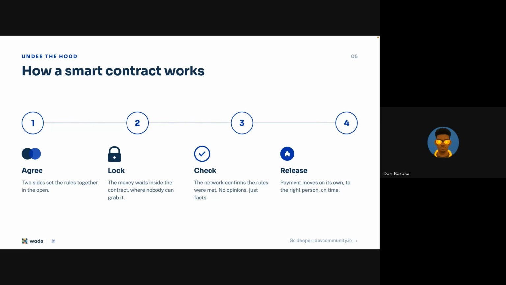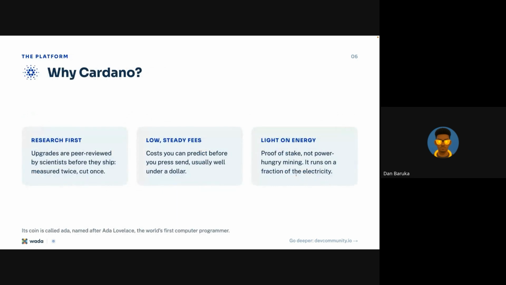Any type of blockchain, even different ones, uses the same steps to produce a smart contract. Why Cardano? We all know that Cardano is a research-based blockchain.